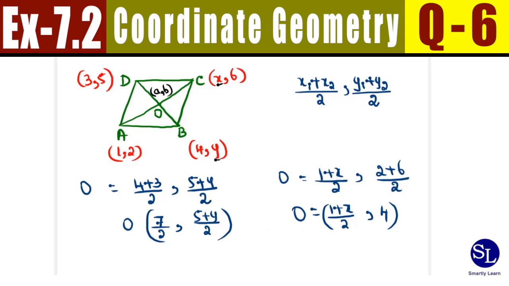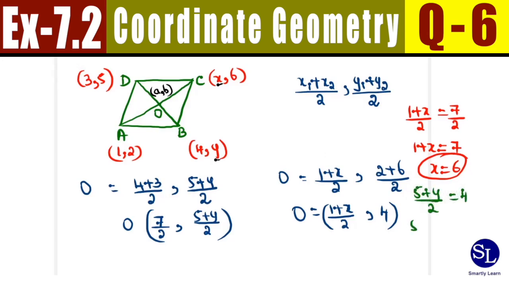So we can start to compare. So 1 plus x by 2 is equal to 7 by 2. Since the denominator is the same, directly compare. 1 plus x is equal to 7, which means x is equal to 6. Now let's do the same thing for the y coordinate. So 5 plus y by 2 is equal to 4, which means 5 plus y is equal to 8. So y is equal to 3.